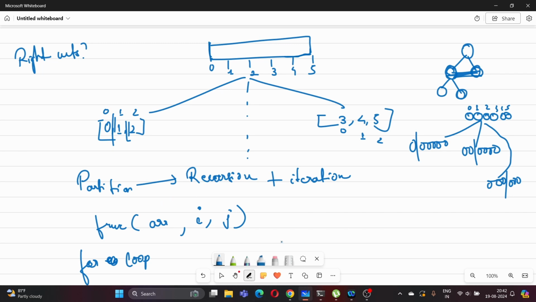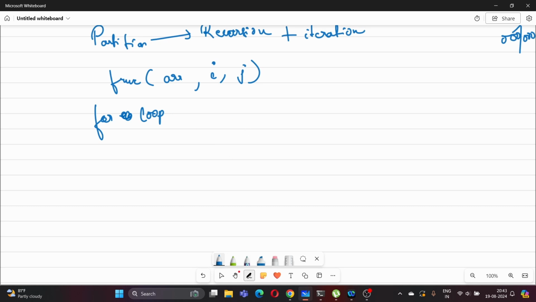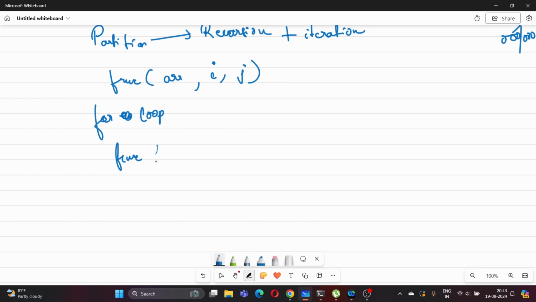So if you're understanding it right, let's say this is a function now. Don't know why my handwriting goes so bad here. Okay, this was just too thick. I'll just explain it again. For iteration, we'll be using a for loop. For recursion, a normal recursive function.